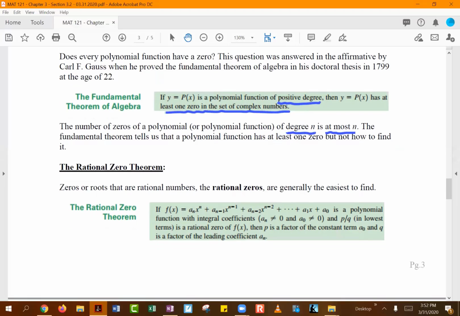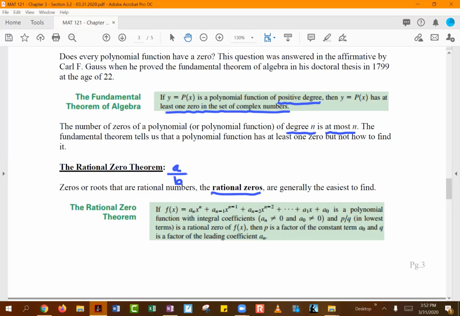Okay? So they are saying the zeros or roots that are rational numbers, you can think of them as being rational zeros, are the easiest to find. So rational numbers, remember, are again numbers that can be written in the form a over b. So that's why they're calling them rational zeros, because it could be a number that basically looks like a fraction and not just an integer.